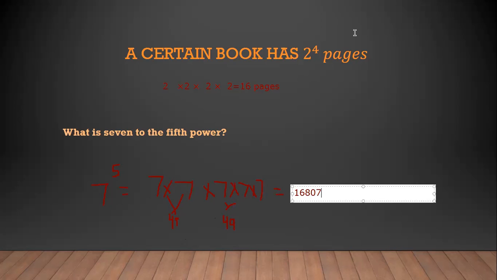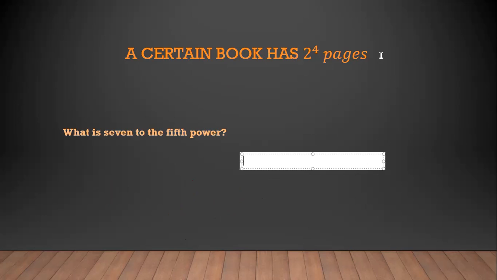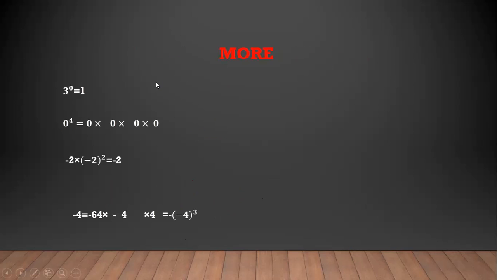Okay, next example. More notes. 3 power of 0 is equal to 1. 0 power of 4: 0 is the base value, and with any power, 0 to the power of any number is equal to 0.